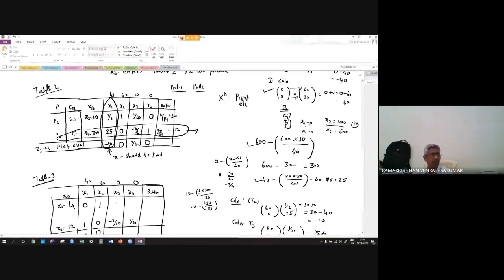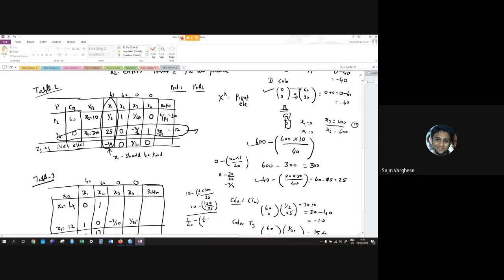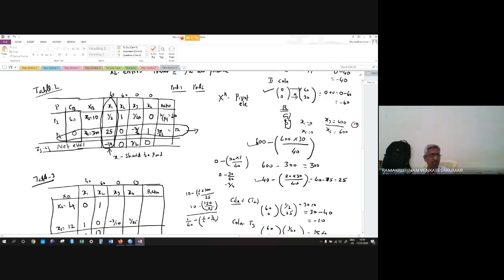Then the x3 place. What is to be done? In the third column, you have to keep 1 by 40. That is the number to be replaced. 1 by 40 minus, what are all the numbers to be multiplied? 1 into 1 minus 1 by 4, 1 by 2 minus 3 by 4. Minus 3 by 4, so that minus, bring it to the front. Minus into minus will become plus. Whole divided by 25.